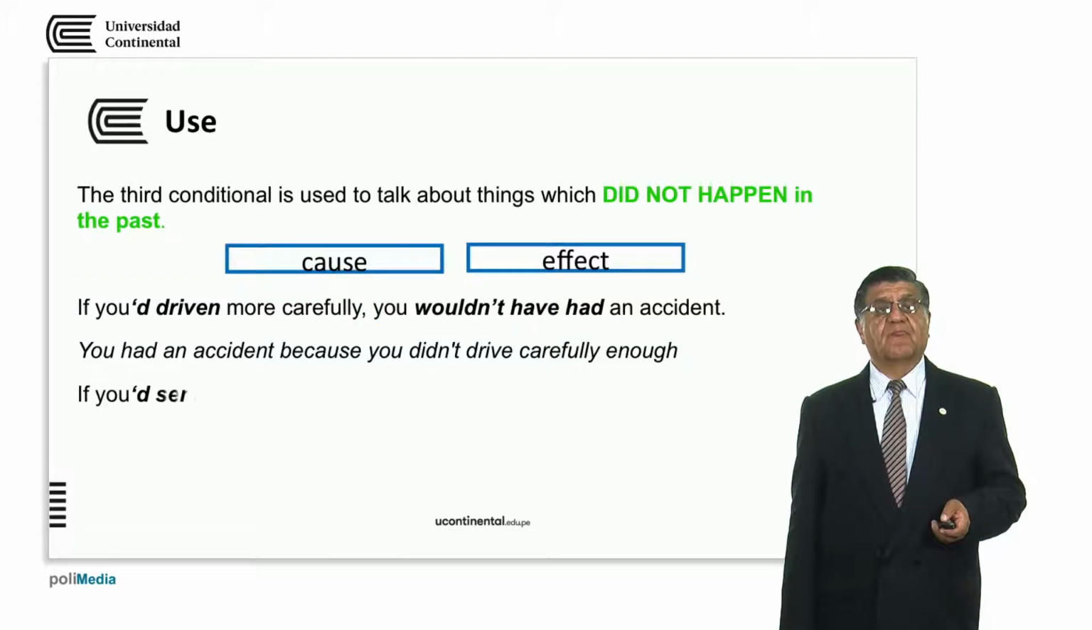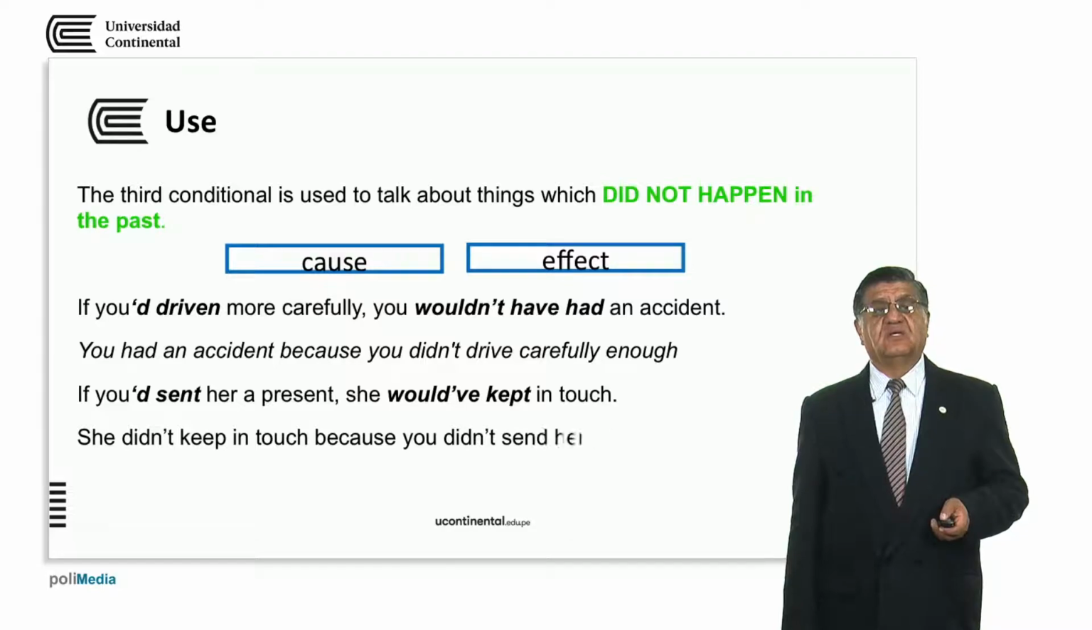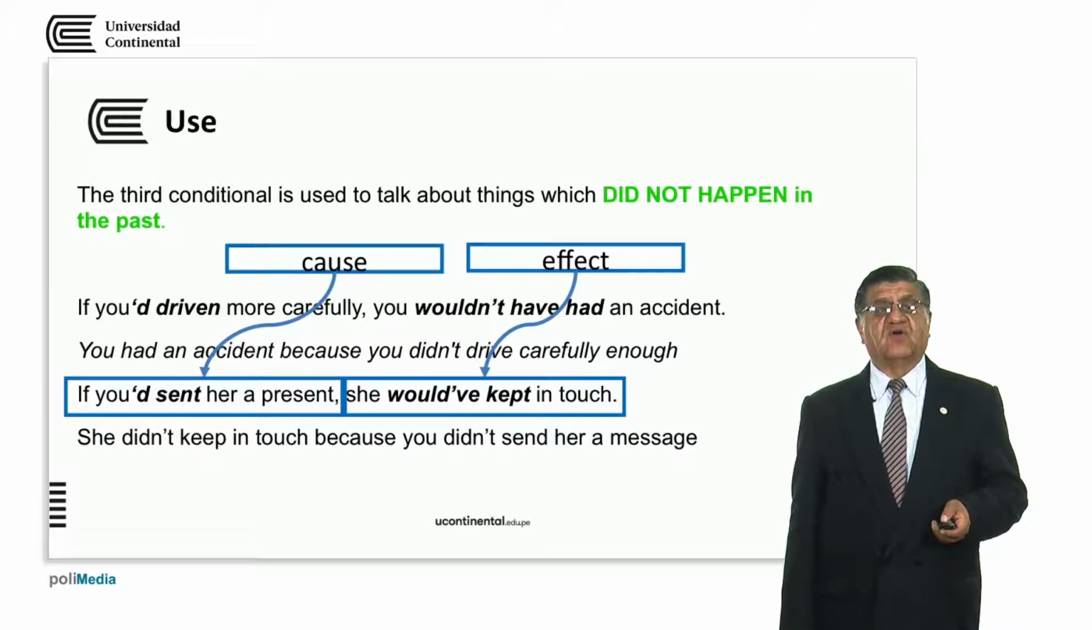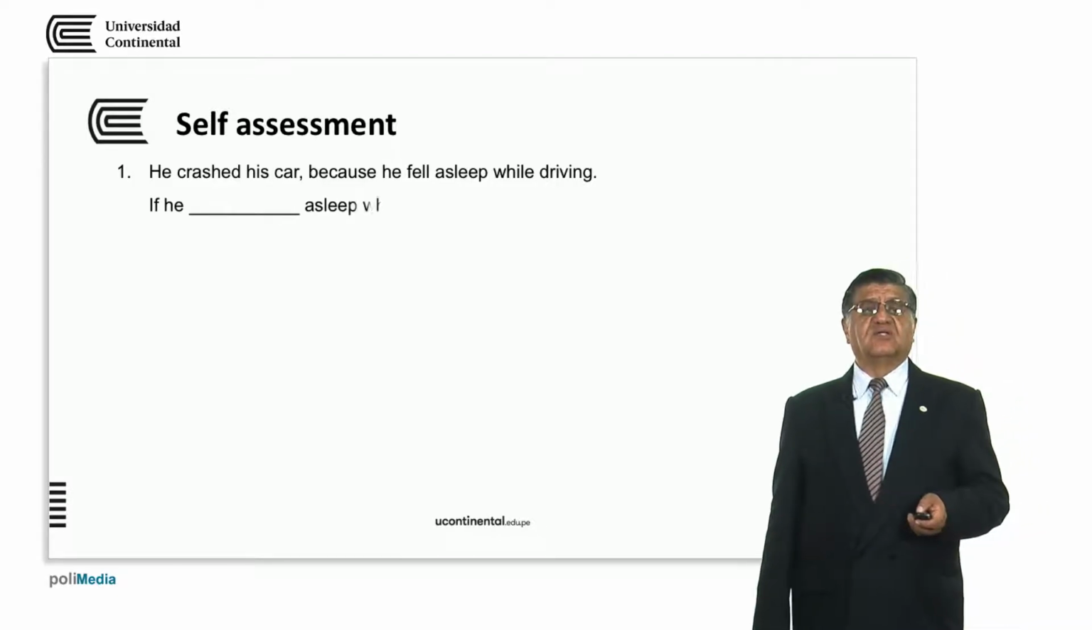Okay? Another example: if you had sent her a present, she would have kept in touch. We are contracting you had to you'd and would have to would've. She didn't keep in touch because you didn't send her a message or a present. She forgot you. The cause is the if clause and the effect is the main clause. Let's check if you understood.